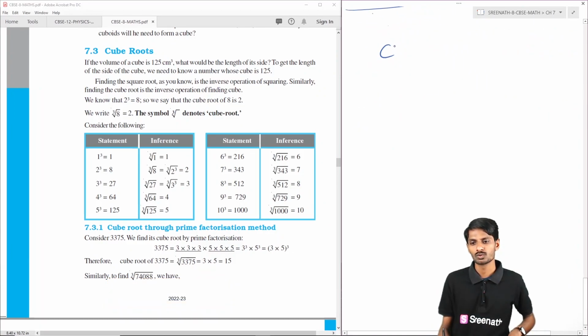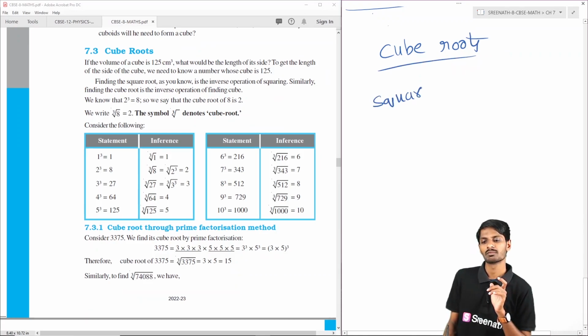How to find cube roots? In the previous chapter, the first thing we discussed was square numbers, and we discussed square roots.